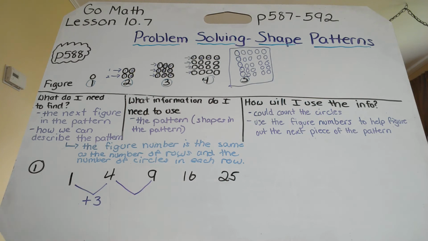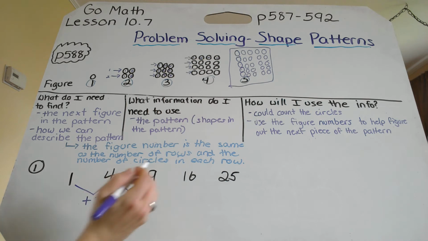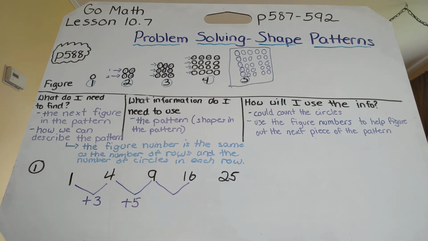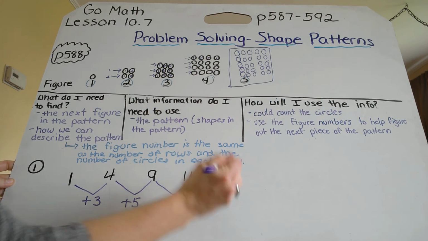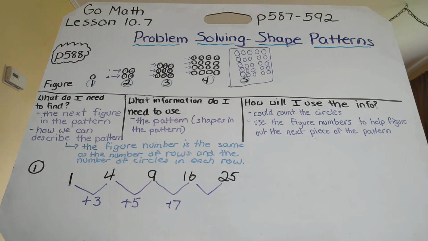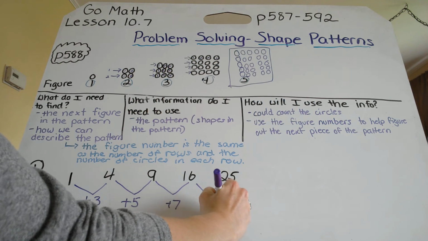Well, let's look at this guy. How did we get from 4 to 9? You're right. We added 5. Well, how did we get from 9 to 16? 9 plus what gives me 16? You're correct again. Plus 7. How did we get from 16 to 25? 16 plus what is 25? Absolutely. We are adding 9.